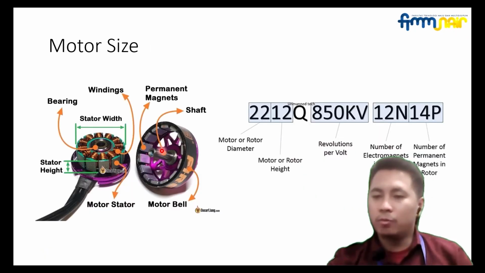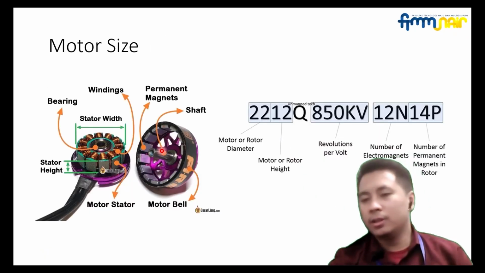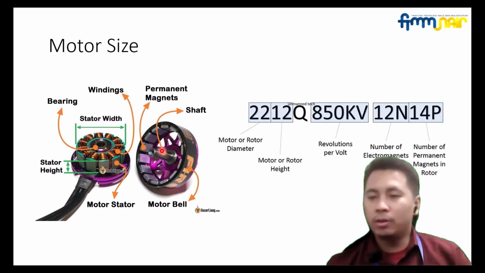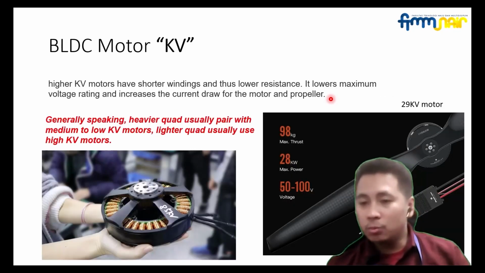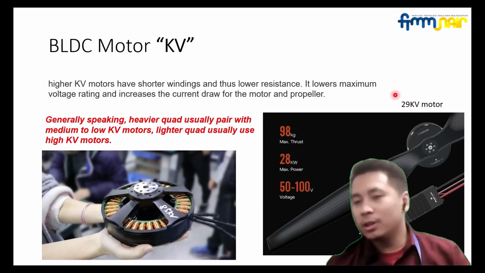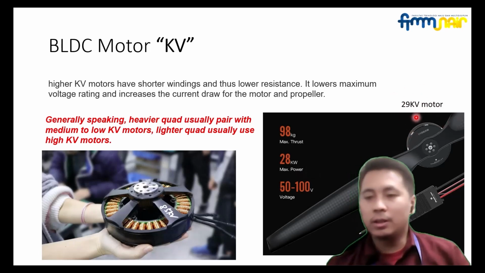Yeah, the revolutions per volt. When you find 850 kV, the motor will rotate 850 RPM per volt. But with a lower kV motor, for example, this one has 29 kV, you will get 29 kilo RPM per volt.